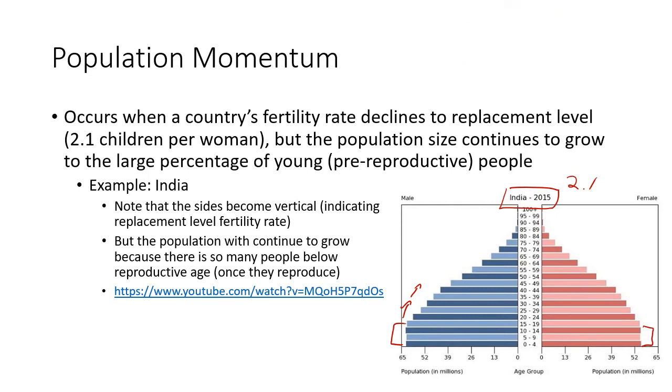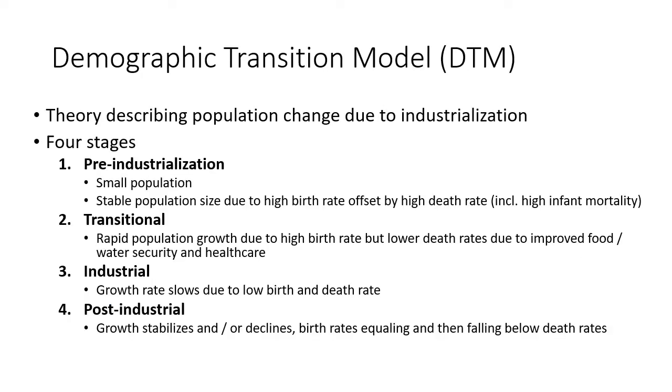If that's not making sense, I'd recommend that you click this link. I'll link it in the description below. That will talk about population momentum in a little bit more detail, and they can do it in motion, which should really help. All right, and that leads us to our demographic transition model.